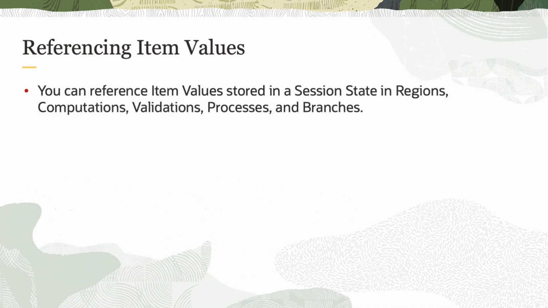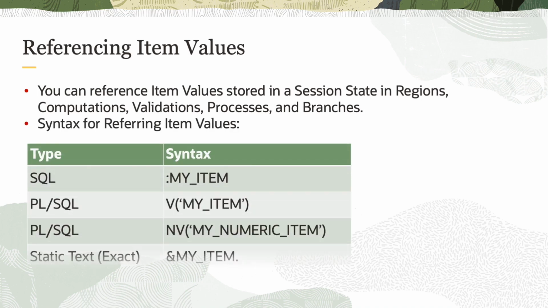You can reference item values stored in a session state in regions, computations, validations, processes, and branches. The syntax for referring to item values is shown in the table below. :MY_ITEM can be used for references within a SQL query and within PL/SQL code. V('MY_ITEM') is the PL/SQL syntax referencing the item value using the function. Use this syntax in PL/SQL code of packages or stored procedures and functions. Avoid this syntax in SQL statements. It may result in performance problems.